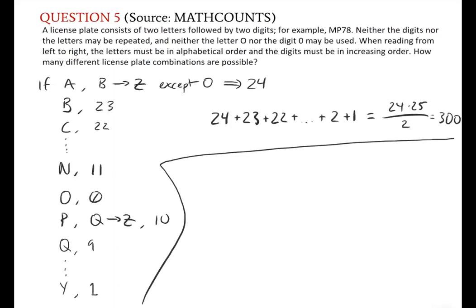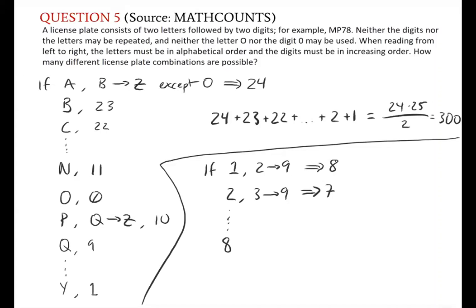But this is just for the letters. We still have to do the numbers. So if your first number is 1, then the next number can either be 2, 3, 4, whatever, all the way to 9. So basically there are 8 possibilities. And then this is the same for if the first number is 2, then you can use any number between 3 and 9, giving you 7 possibilities. So yeah, that's all the same.